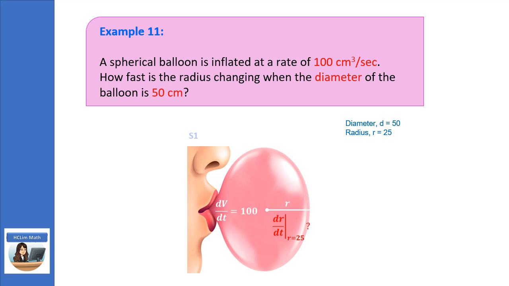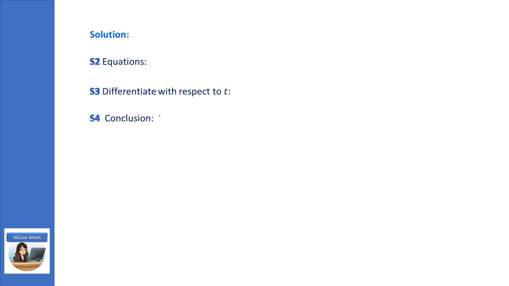Okay, how fast is the radius changing? So that means that I'm going to find my dr/dt when the radius is 25. We denote the radius of the sphere as r. After we have read the question, we proceed to forming the equations. From the information given, I need to form the equation of the volume of a sphere, that is V equals 4/3 pi r cubed, and the diameter 2r is equal to 50. So that means I have my r equal to 25 here.